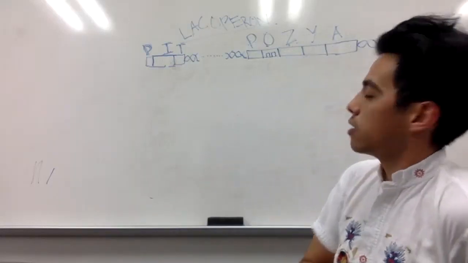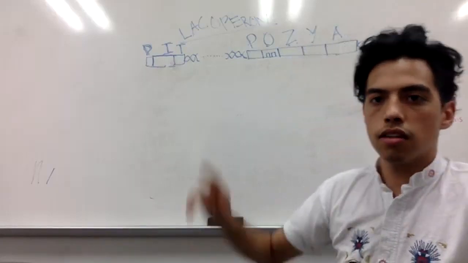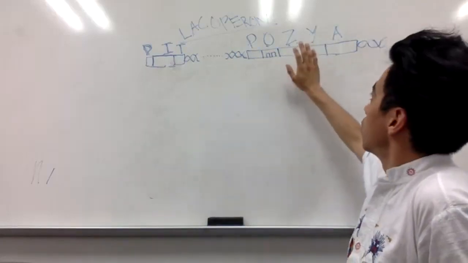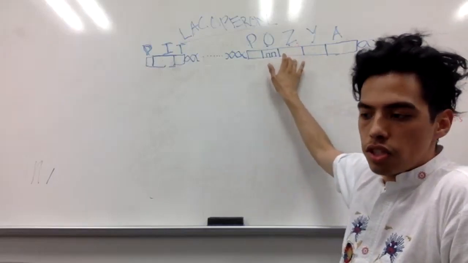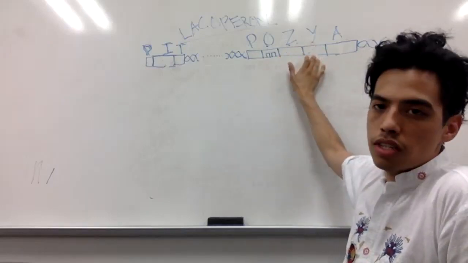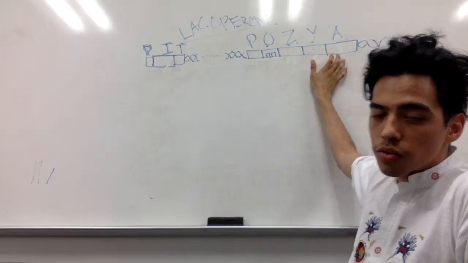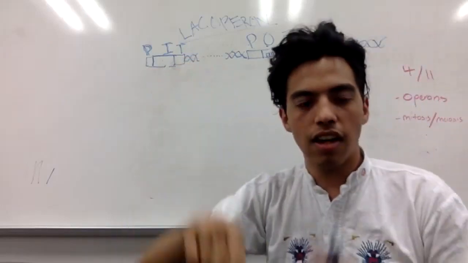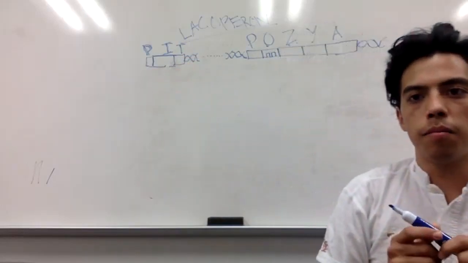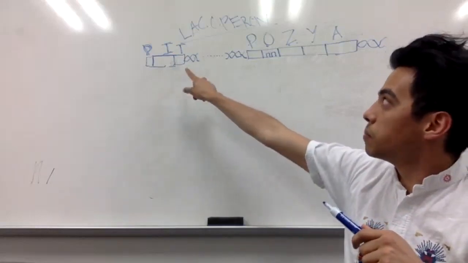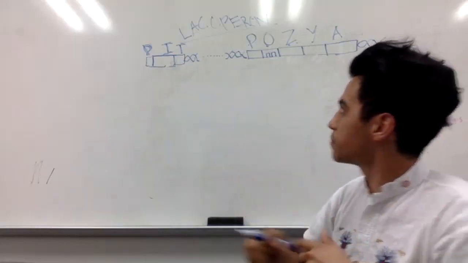If you have any guesses on what the Z gene codes for, and what the Y gene codes for, and what the A gene codes for, post them in the chat. Let me know what you think. But before that, we'll talk about the repressor.